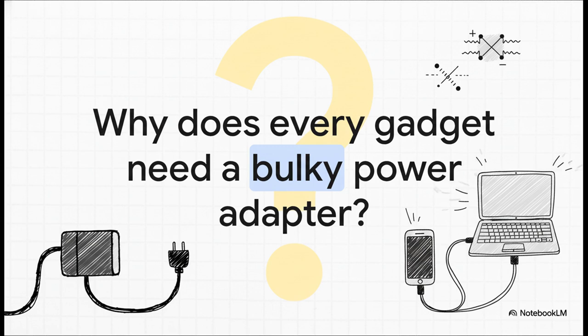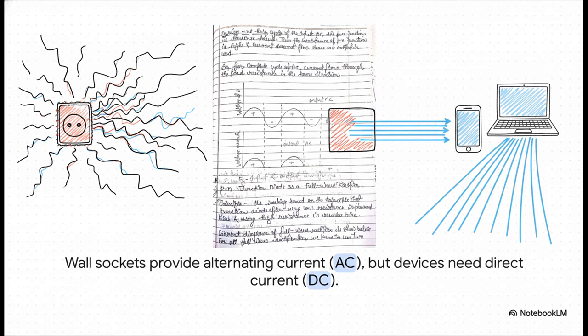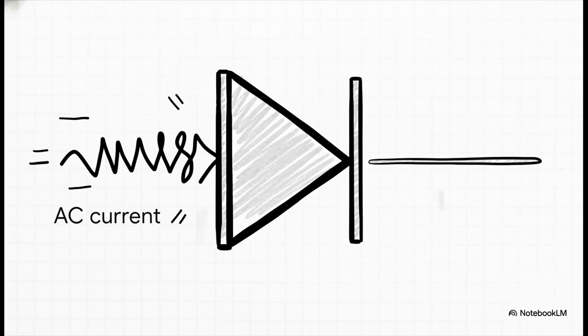Well, let's dive in. Okay, so the power coming out of our wall sockets is something called alternating current, or AC. You can think of it as kind of wild and chaotic, constantly switching its direction back and forth. But our delicate electronics need something way calmer, a smooth one-way flow called direct current, or DC. So the big question is, how do you tame that electrical chaos? The answer is a brilliant little electronic gatekeeper called a diode. It's pretty much the unsung hero inside every single one of those power adapters, and its entire job is to control the flow of electricity on a microscopic level.